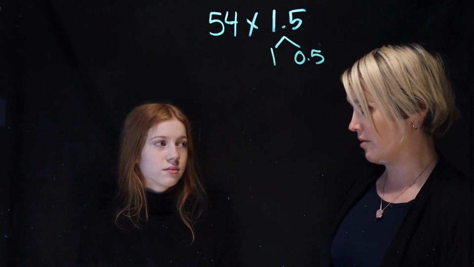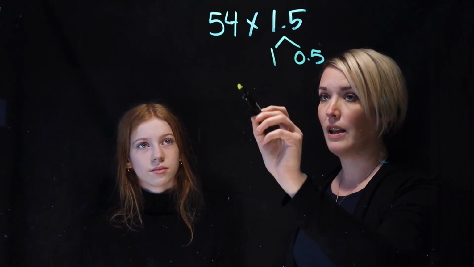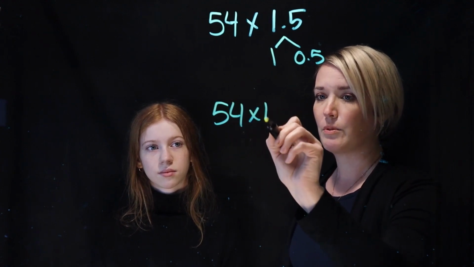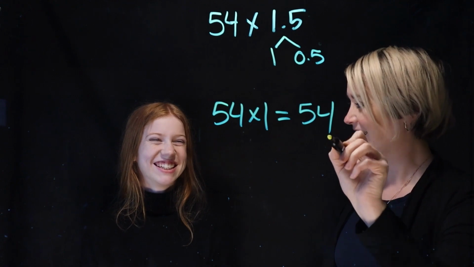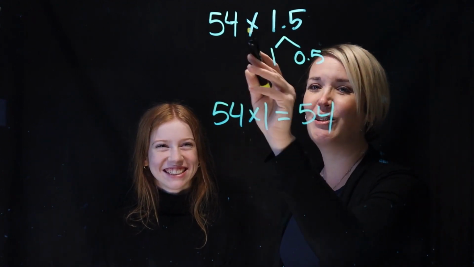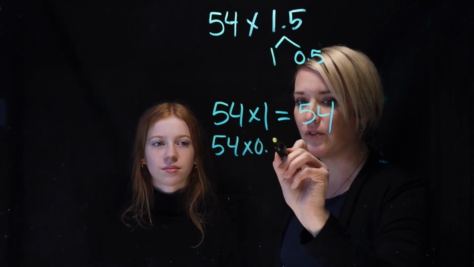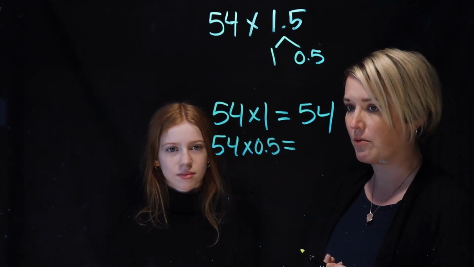Now this is pretty easy, right? Because we're going to actually go 54 times 1 and then plus 54 times a half. So 54 times 1, what's that, Caitlin? 54. Well, you got it. Nice math thinking. Because this one might be a little bit harder, because 54 times 0.5. What does that mean? Like, how are you going to figure that one out?